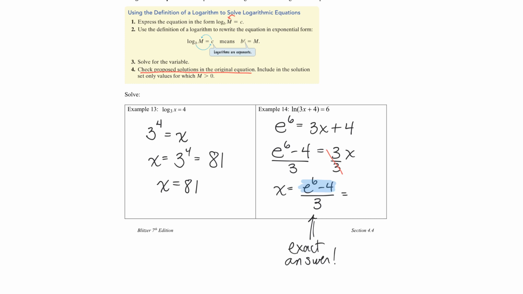So e to the sixth minus 4 is, and I'm going to write out all of the decimal places, but you, of course, do not have to do that. You can just leave it up on your calculator display.